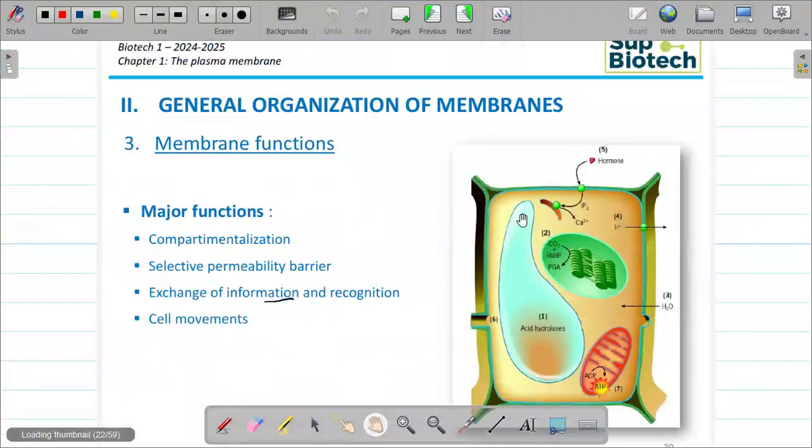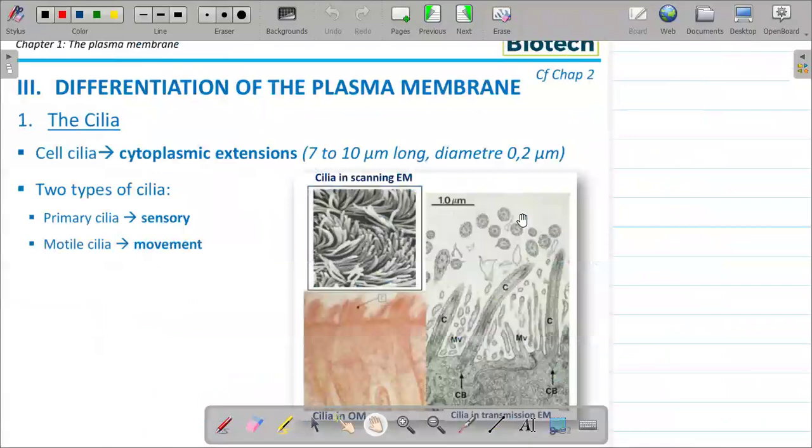Now, the main functions, of course, we are going to see one by one: compartmentalization, barrier, exchange of information, cellular movements. Cell movement is also there. So let us focus one by one. The first topic we are going to focus on is one of the modifications, which is cilia.